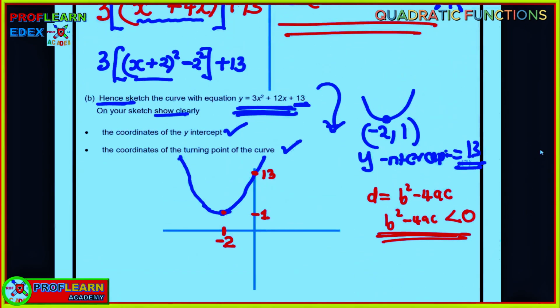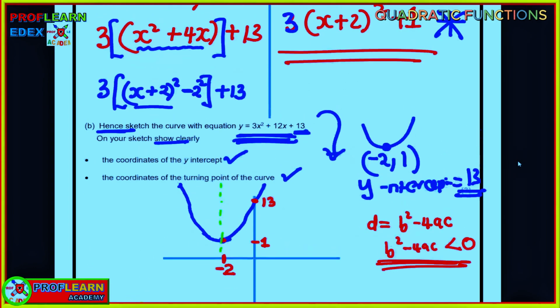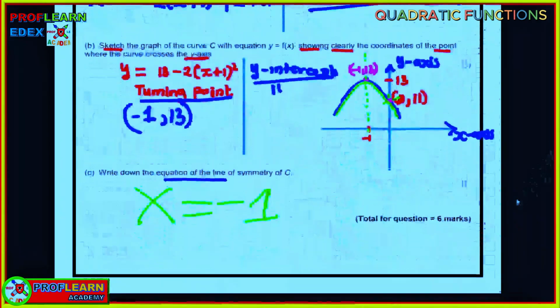So the line of symmetry for this one here is the line that passes through the point, which is x equals -1. So if you are asked for the line of symmetry, that's exactly what you are to write.